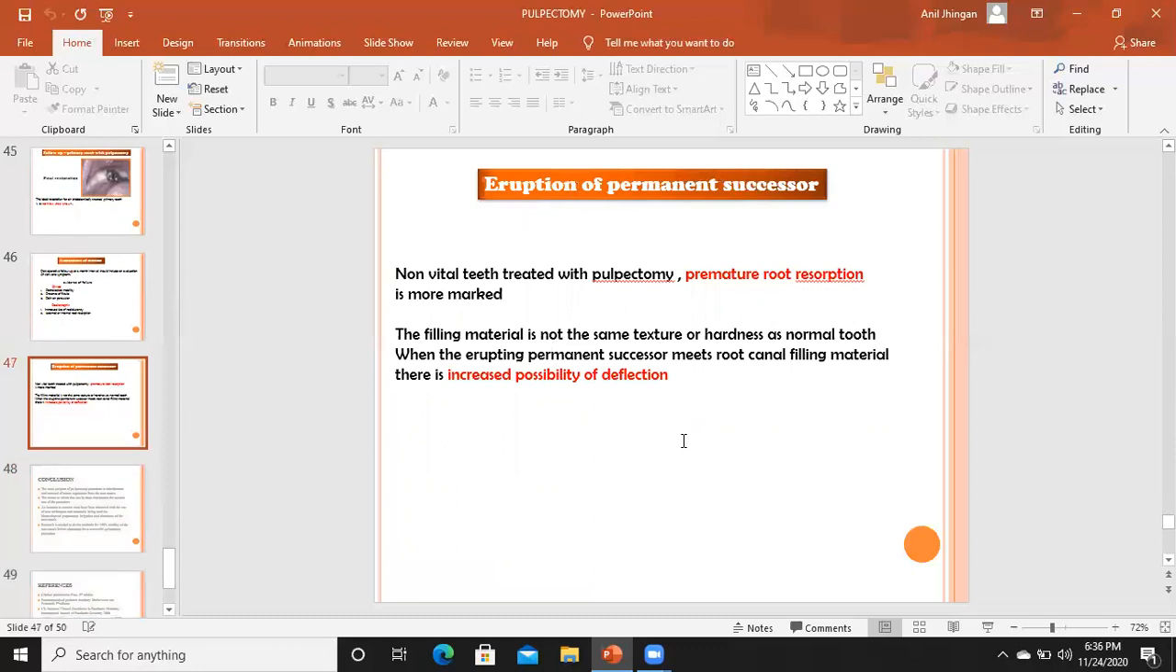Now, the eruption of the permanent successor should always be on our mind. In non-vital teeth treated with pulpectomy, premature root resorption is more marked. The filling material is not the same texture or hardness as normal tooth. When the erupting permanent successor meets the root canal filling material, there is an increased possibility of deflection, especially in cases of zinc oxide eugenol, as the material does not resorb at the same rate as the tooth.